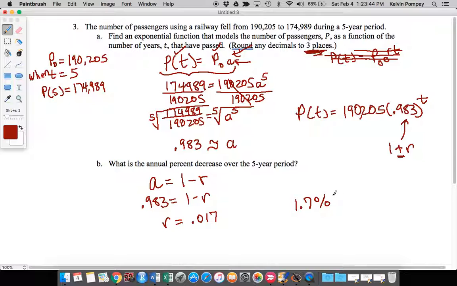And so my annual percent decrease, if I write that as a percentage, is approximately 1.7%. Some of you may have gotten 1.6 or something similar. It depends on what you did in this step right here. I just left it. I didn't write this as an approximation. I kept it as the exact value, and then I put it in my calculator. All right, but that's a review of that quiz. And that's the end of this video.